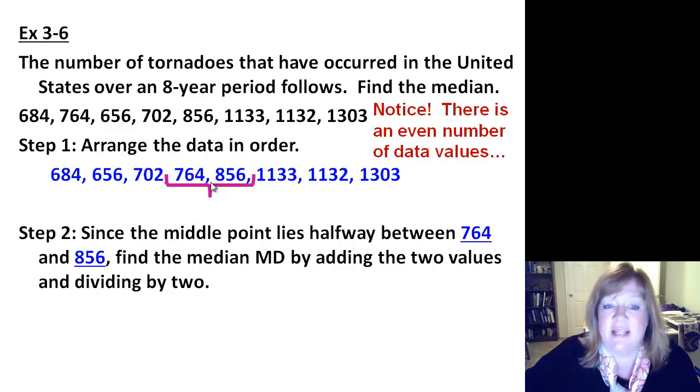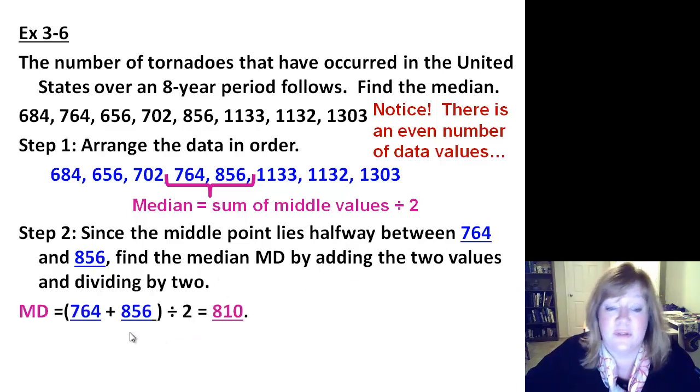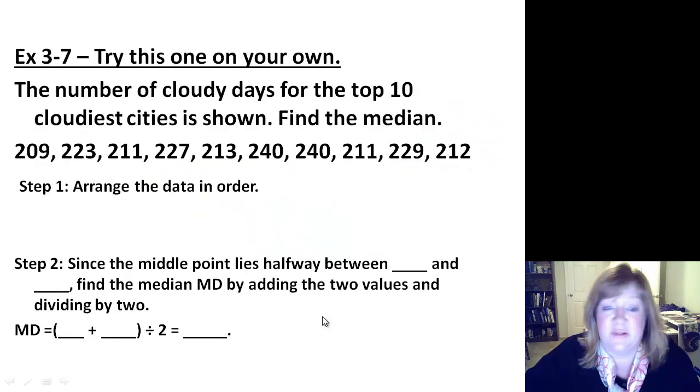That's like the midpoint of those two values. You're going to sum the middle values and divide by 2. Take the average of those two. So since the middle value lies halfway between 754 and 756, find the median by adding the two values and dividing by 2, which is what I just said, and you get 810. 764 plus 856 divided by 2. Bada boom, bada bing. It can't be any easier than that.